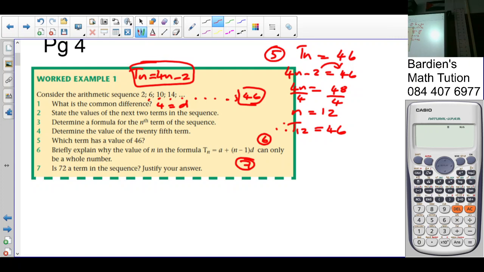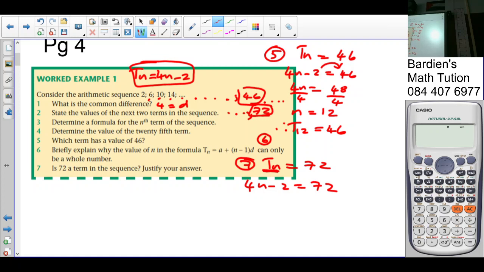Now in question 7, we are told, is 72 a term in the sequence? Justify your answer. Which means to say, if I extend the sequence, would there be a term in this sequence which will have a value of 72? So let's check. They begin by saying that the nth term is equal to 72. But what is Tn? 4n minus 2 is equal to 72.